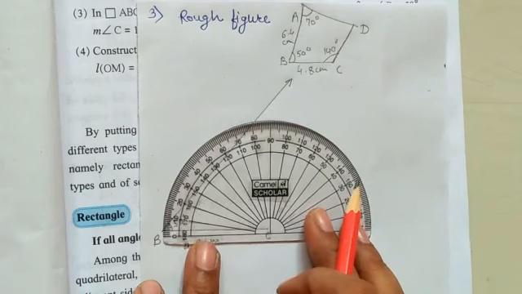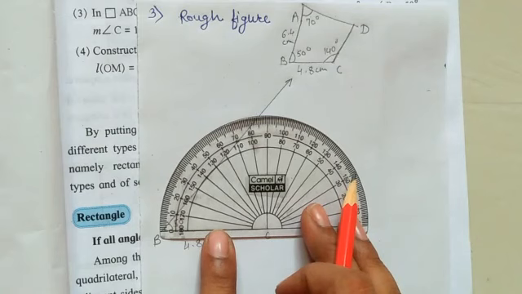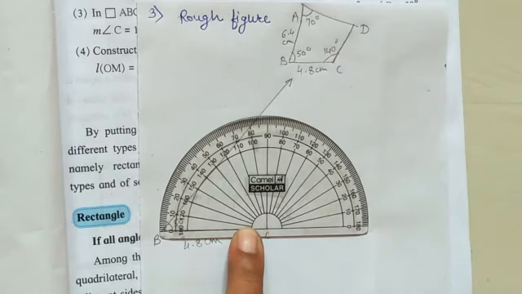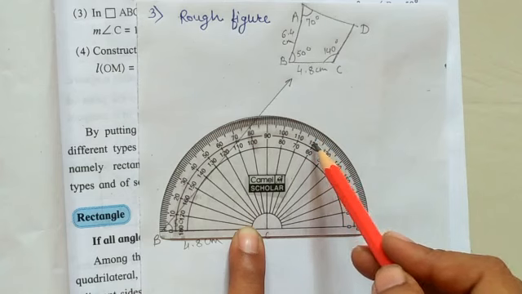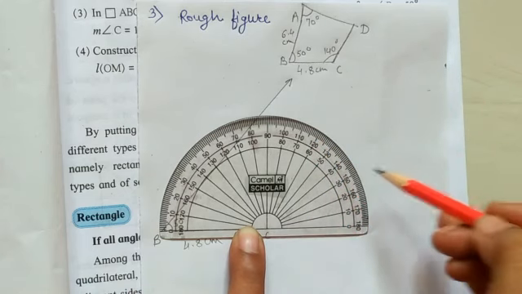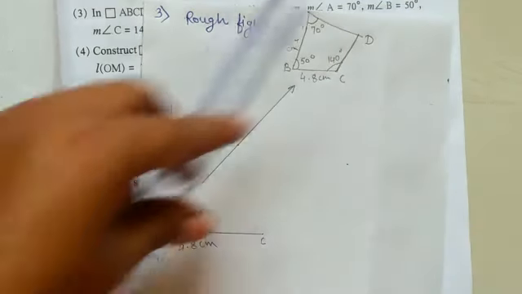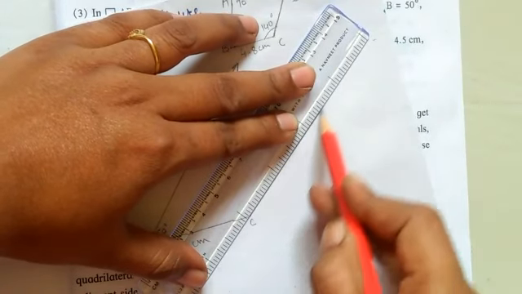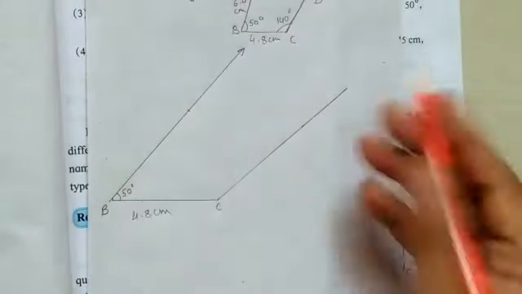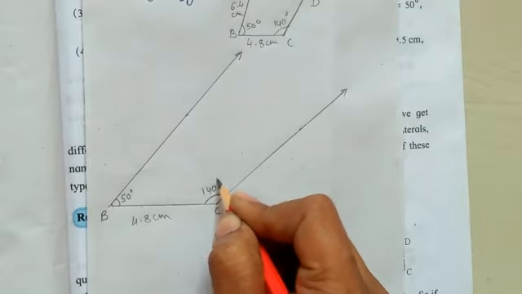Point C over the center of the protector, and this BC arm of the angle is over the baseline of the protector. Now from which side we are going to count it? Yes, from left side. 0, 90, 100, 110, 120, 130 and this one will be 140. So put the point, highlight it and join it. So this one will be your angle C of 140 degree.